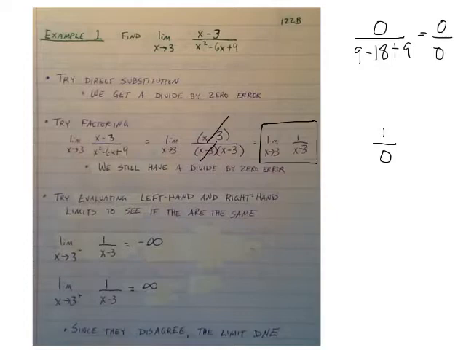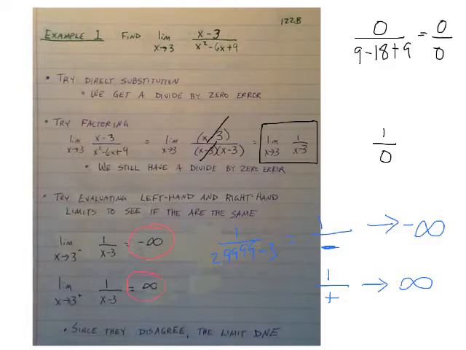If we're approaching from the left, we're essentially calculating 1 divided by 2.9999, etc., minus 3, which is a very, very small negative number. So we're approaching negative infinity. And if we do it from the right-hand side, we get 1 divided by a very, very small positive number, so we're approaching positive infinity. Because our left-hand limit and our right-hand limit do not agree with one another, the limit does not exist.